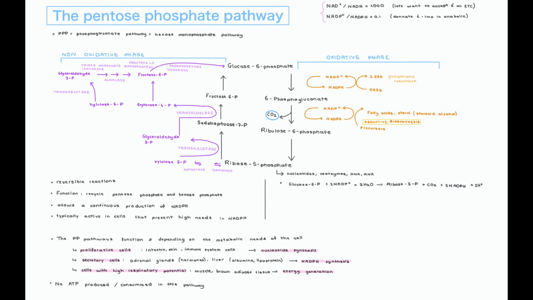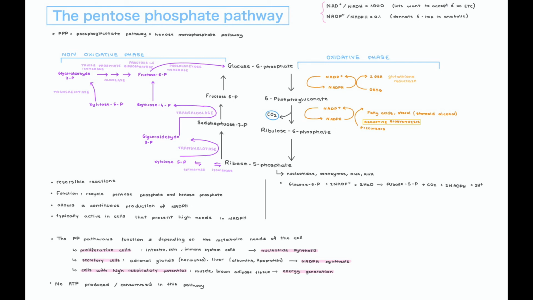Now, the pentose phosphate pathway functions differently depending on the needs of the cell, so we're going to go through 3. For proliferative cells, so this can be those of the intestine, of the skin, or immune cells, they're going to need to proliferate, so synthesize nucleotides. So that's what they're going to use it for. Remember, ribose 5-phosphate is used to synthesize nucleotides. For secretory cells, this could be in the adrenal glands, they need hormones, or in the liver, they are going to need to produce NADPH to help them accomplish that.